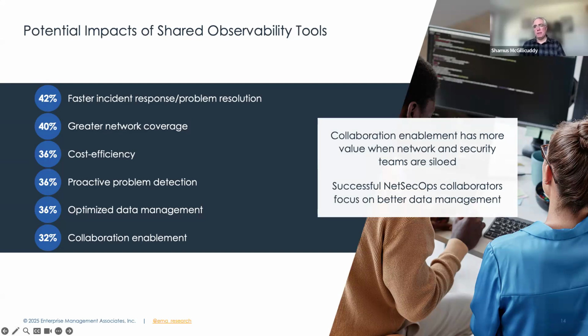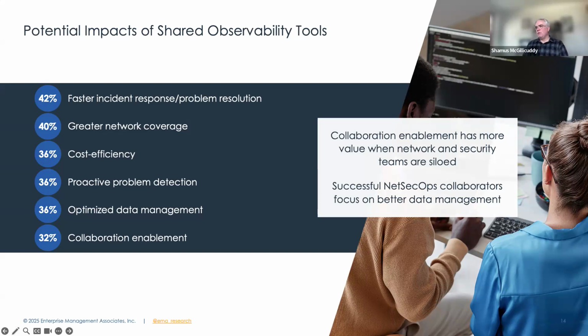And then collaboration enablement, which ties into the faster response. If you're both fluent in the same tool, it's easier to share dashboards or get on a Zoom call and say, you're in our shared tool as well, right? Yep. Okay, so let's look at this. You see what I see? Yeah, I see that. It's just easier to partner up.